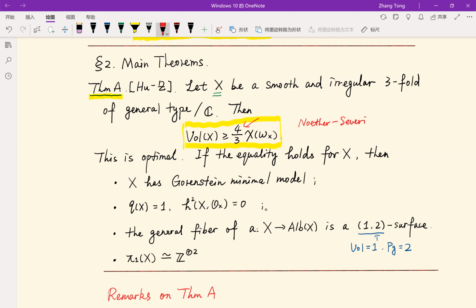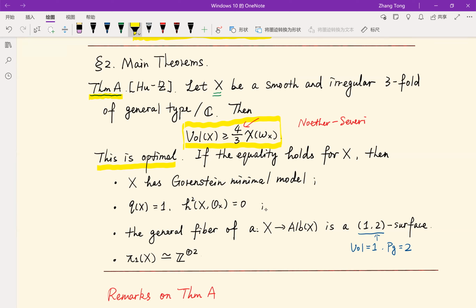Then I want to mention that this inequality is also optimal. We do have examples showing that equality can happen. And in this theorem, I also give some description of the equality case. Suppose you have an irregular threefold of general type satisfying the equality, then this threefold cannot be so arbitrary.